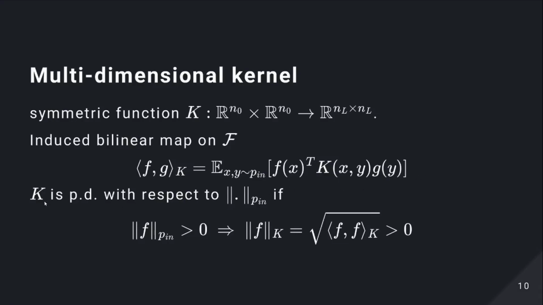And we'll say that the kernel k is positive definite with respect to our semi-norm here if the semi-norm being positive implies that the k norm is positive. So you can interpret this as saying that k might not be positive semi-definite, but it is at least positive definite on our input distribution, so on x_i, like literally form the matrix of k(x_i, x_j) for all i, j. If that matrix is positive definite, then we have this property.